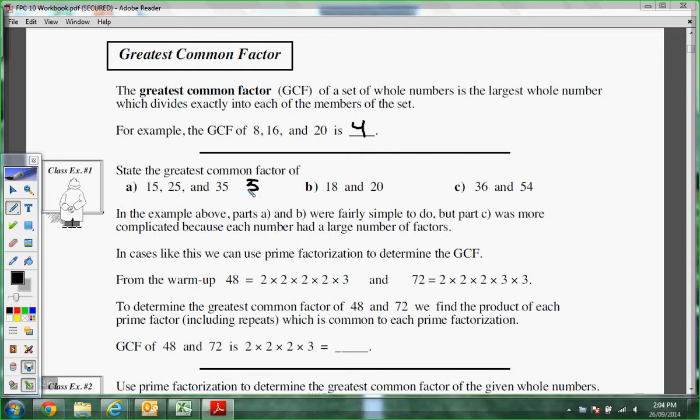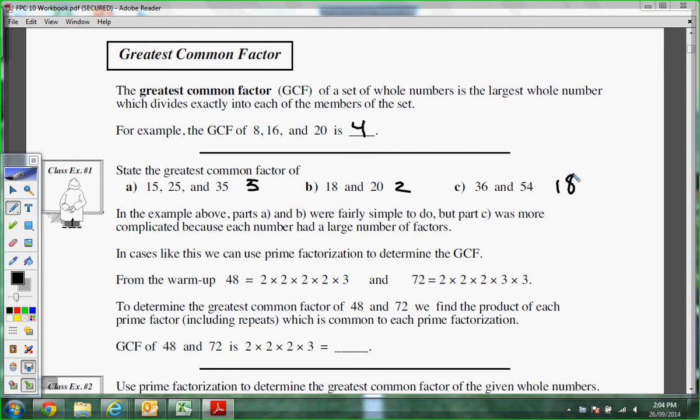18 and 20. 2, yep, it's only 2. And then 36 and 54. Nope. Nope. Bigger. No. 18. 18 times 3 is 54. 18 times 2 is 36. Okay, good.